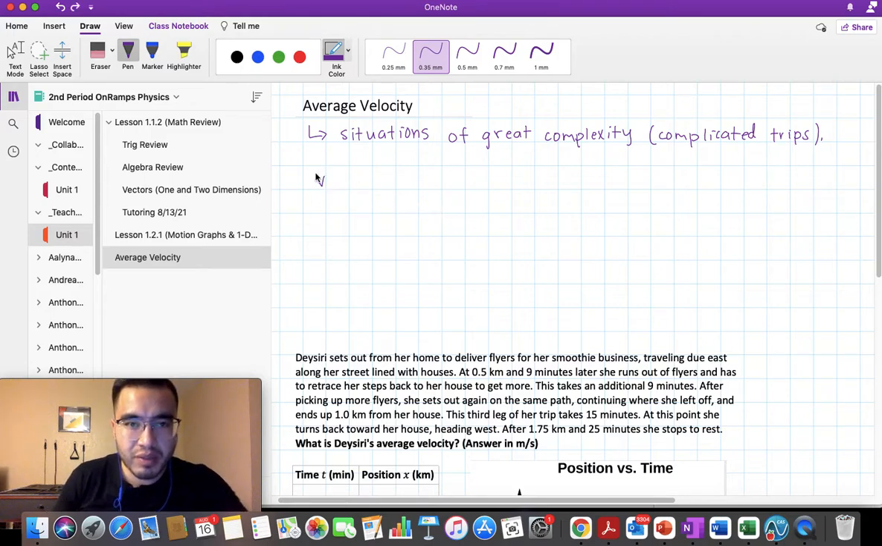Some textbooks write average velocity as V bar. This is what this line represents, V bar. Normally, I would write V avg for velocity average, although you want the V to be bigger. And that is delta x divided by delta t.